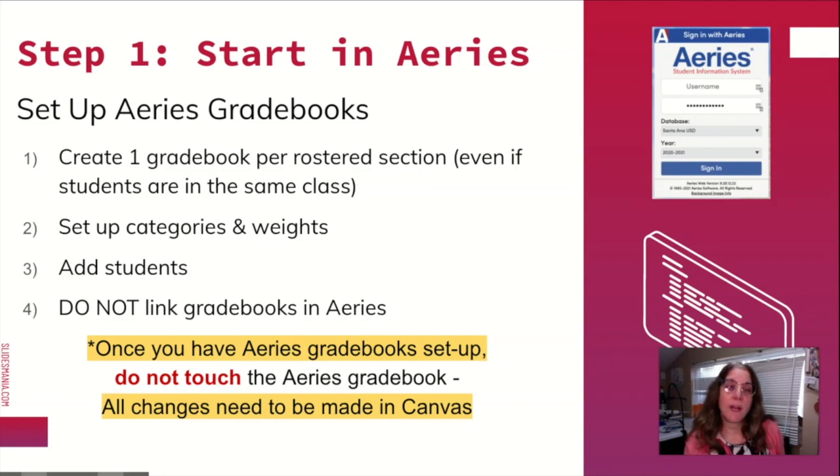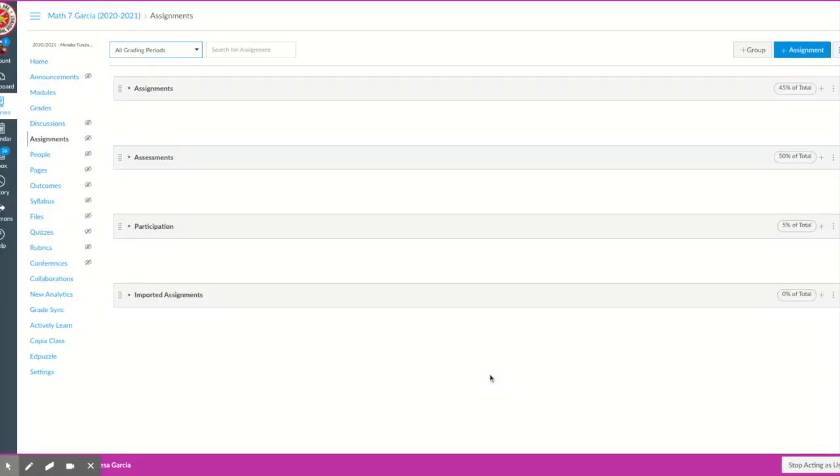And once your Aeries gradebooks are set up, you won't need to do anything else but sync your grades. All changes to assignments, all updated grades will all happen inside of Canvas. Now it's time to set up your categories in Canvas. In Canvas, categories are called assignment groups.